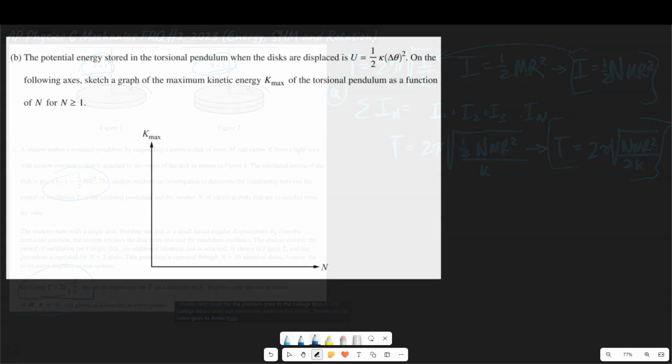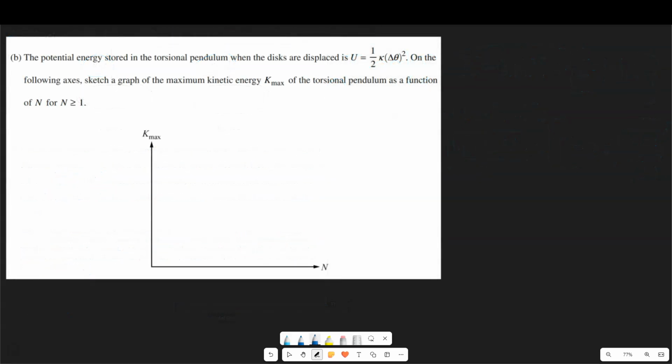Okay, and so B talks about the potential energy stored in the torsional pendulum when the discs are displaced is this. So obviously a key equation here.